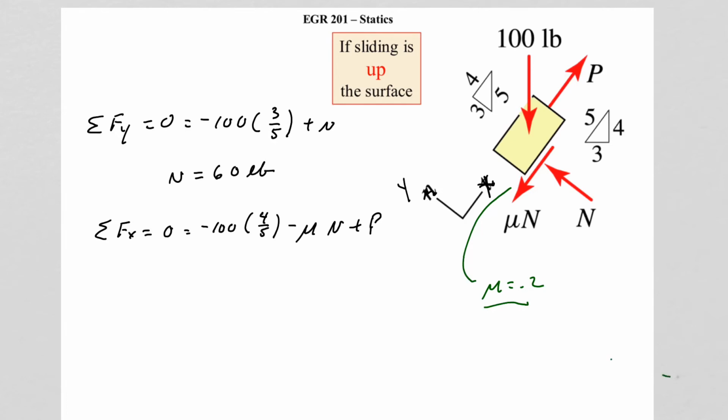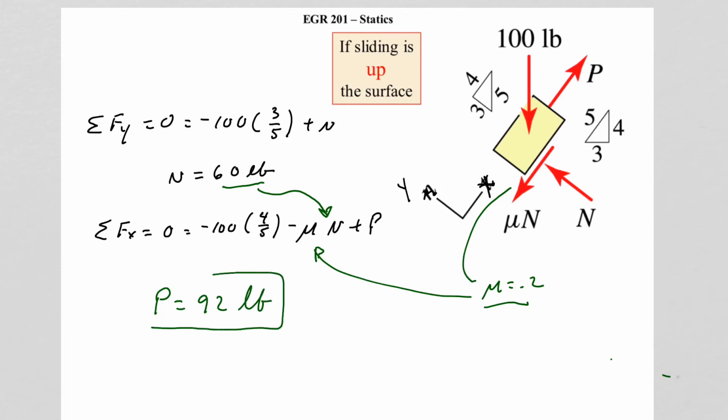We then can take our N value that we just solved, our normal force, and add in our coefficient of static friction, and we can solve for P is equal to 92 pounds. 92 pounds is the force at which, if I add more force than 92, anything greater than 92, this thing will start sliding up.